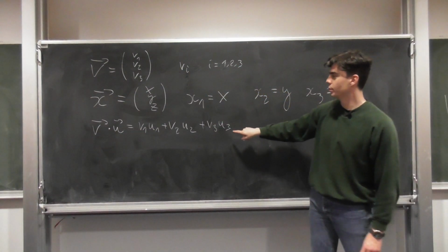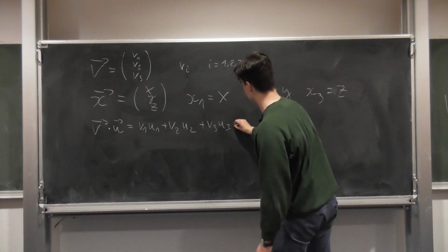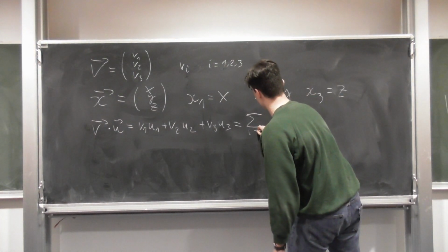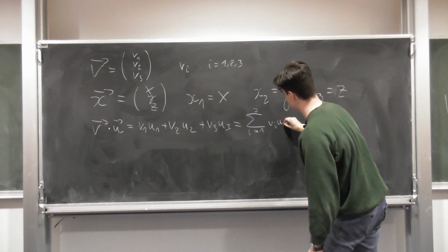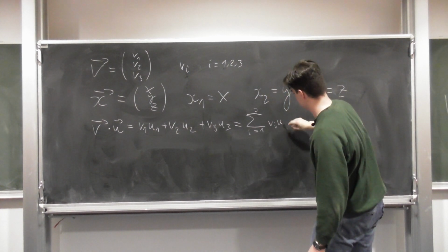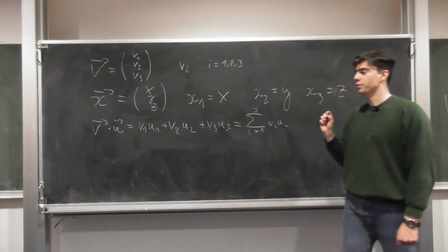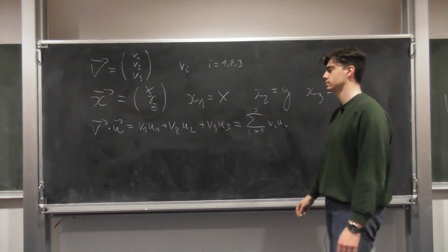Now, you might already be able to see how we're going to simplify this using index notation. We can write this as the sum, as i goes from 1 to 3, of v_i u_i. Okay. Now, this brings us to the definition of the Einstein Summation Convention.